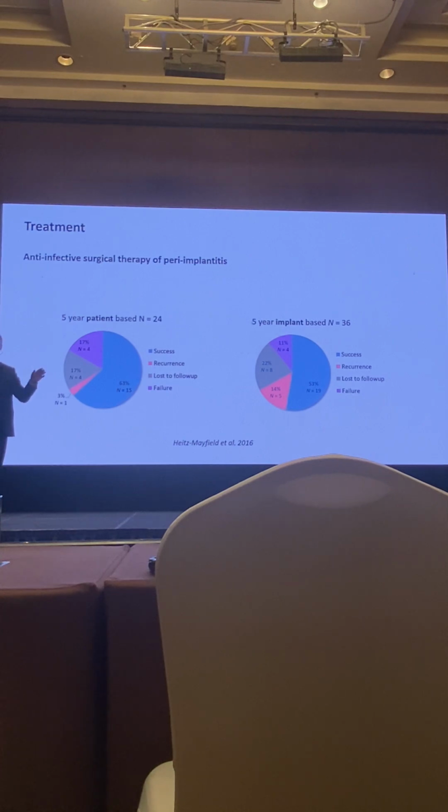I try and be a bit conservative. If you have a recurrence of the disease, you then have to make a big decision. Do you keep retreating it, or do you decide it's time to take the implant out? So I will attempt treatment once, but I generally don't like surgical treatment a second time, third time, fourth time. It's pointless if it's going to become continuously reinfected.